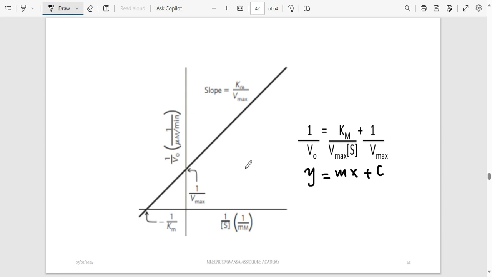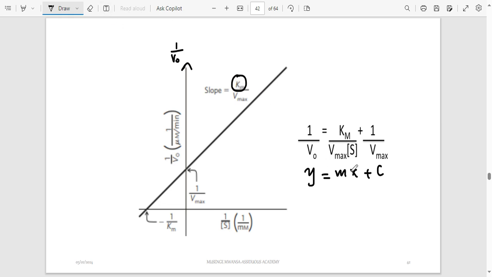So you can see the y value. The y-axis is being represented by what? 1 over Vo, right? 1 over Vo, 1 over initial velocity. And that will be equal to the slope, the gradient of this reaction, which is going to be represented by what? Km over Vmax. Meaning that if they give you the gradient, you should be able to determine either the Km or the Vmax. They'll give you the gradient with the Km, you can find the Vmax. Or they give you the gradient with the Vmax, you should be able to find the Km, right?